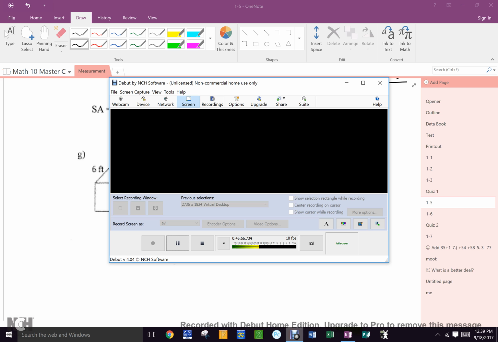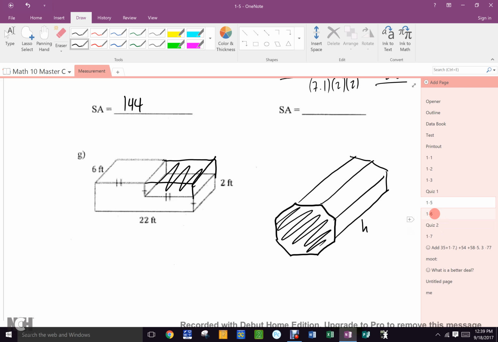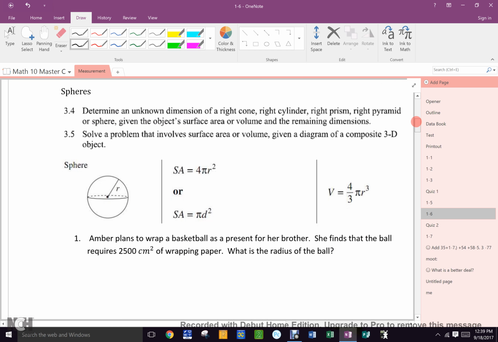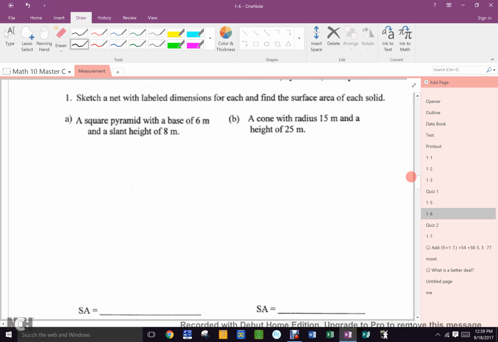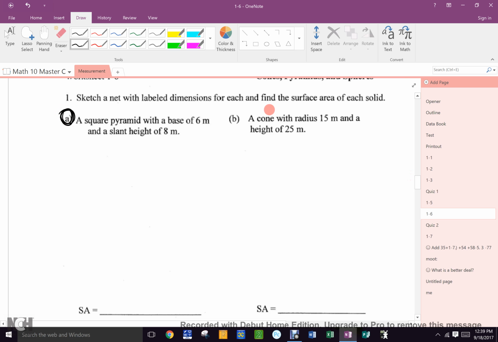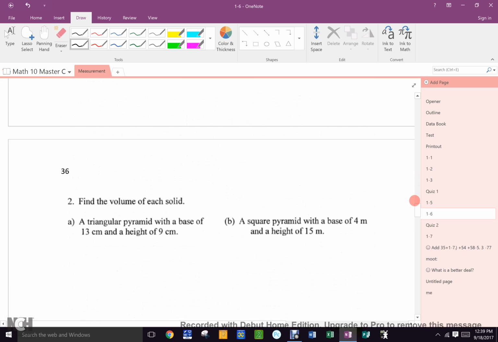Excellent. So you guys have, for me, we are not going to do spheres today. You are skipping to page 35, and you are going to work on 1A and 1B, and I want surface area and volume, and then you are going to do 2A and B, but for 2A and B, I just want volume. That's your job. You have the rest of this class to do so.